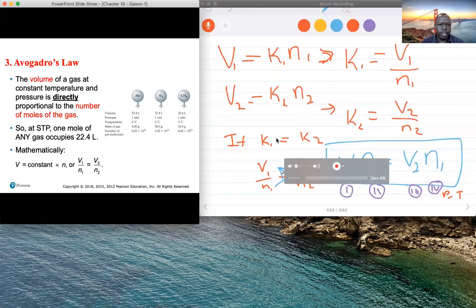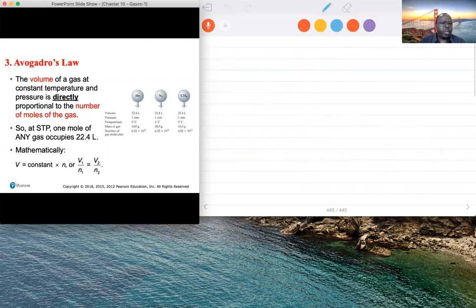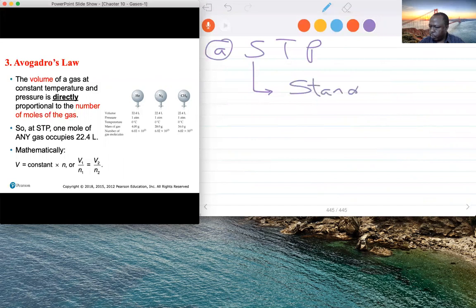Before we look at an example on Avogadro's law, here is a condition you should be able to understand what it means. When we say at STP, this stands for standard temperature.